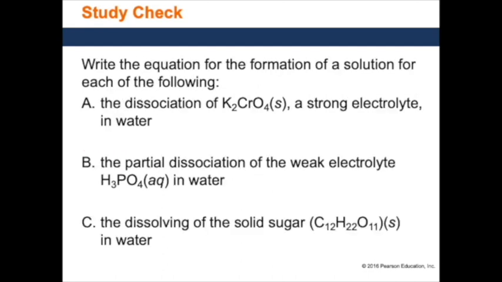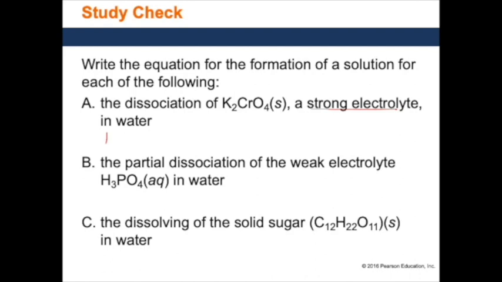Next, write the equation for formation of a solution for each of the following. Now it's telling you to write a chemical equation for this. The dissociation of K2CrO4, which is solid, a strong electrolyte. So it's telling you it is strong. So you can simply break this into 2 ions.